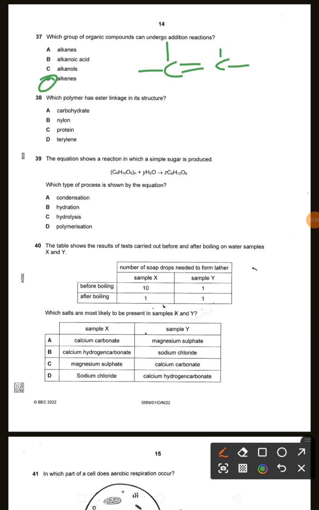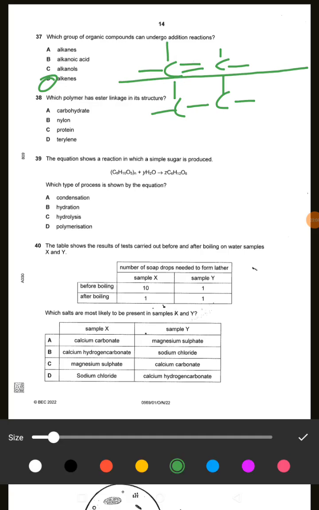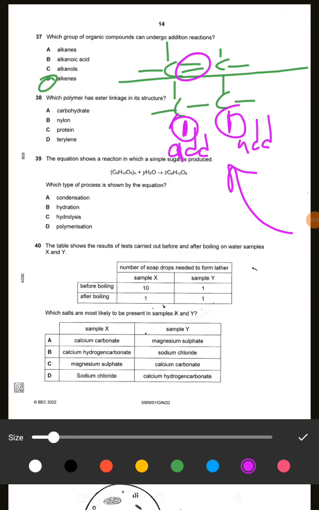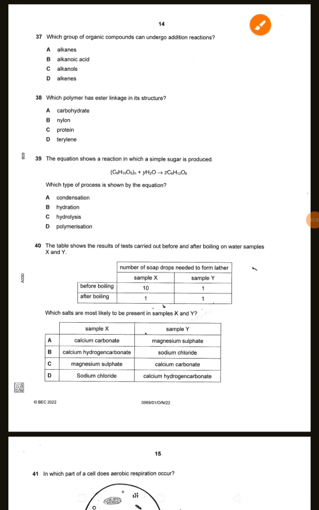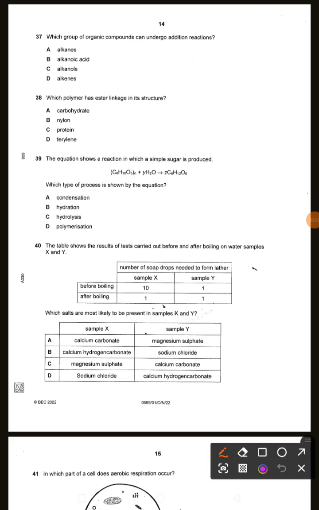Now here, when you have this double bond, you can break it down in such a way that you create room here. We've created extra space. Now we can add things onto this space, hence why we say this is an addition reaction. You break this double bond, creating room for the addition of other species of compounds. So our answer is D.